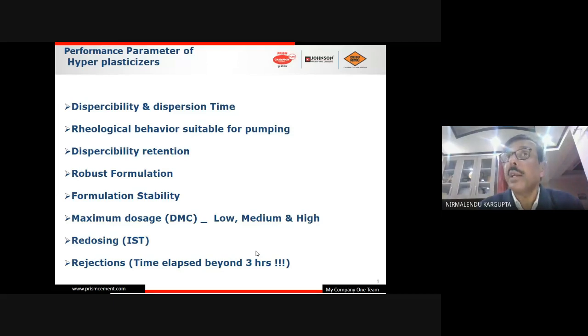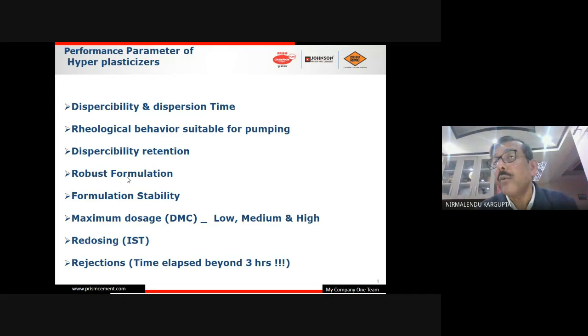Dispersibility, retention, whatever we choose, that is what we are getting. Formulation should be robust, otherwise it is very difficult. If you change a little bit of dose, the performance changes very widely. This is called the formulation is not robust.